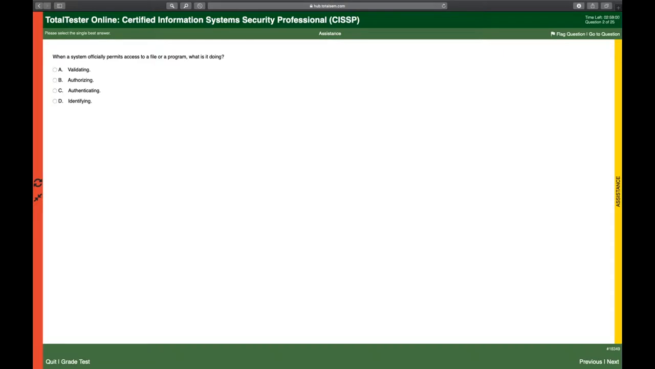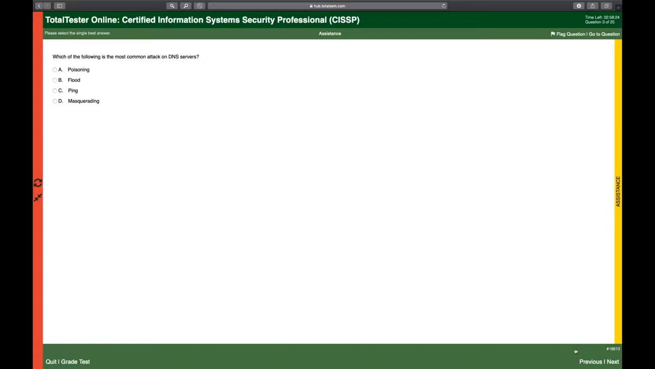All right, number two. When a system officially permits access to a file or program, what is it doing? I'm ready. All right, go for it. Bravo, authorizing. ID, authentication, authorization, in that order. Authorization is providing permission to resources.